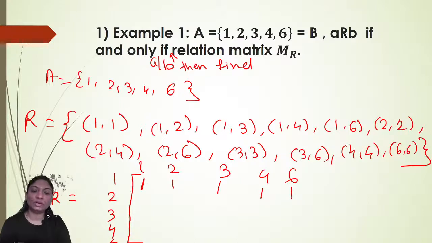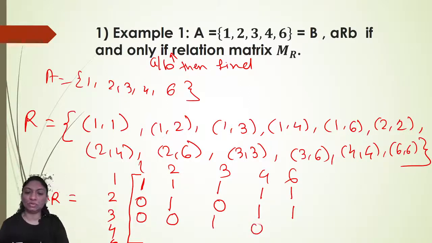Now 2 related to 1, no, so the matrix entry is 0. 2 related to 2, yes. 2 related to 3, no. 2 related to 4, yes. 2 related to 6, yes. 3 related to 1, 0. 3 related to 2, 0. 3 related to 3, yes. 3 related to 4, 0. 3 related to 6, yes.